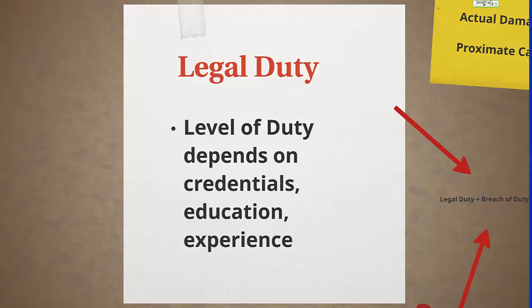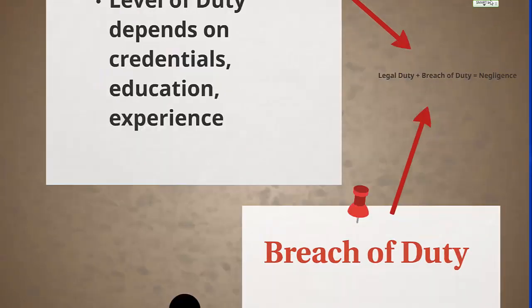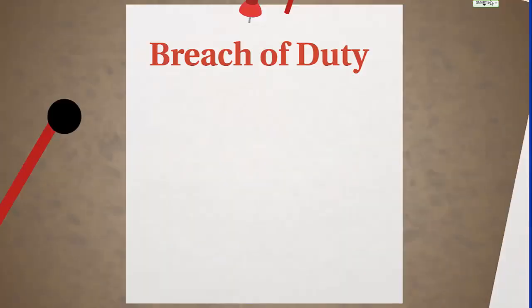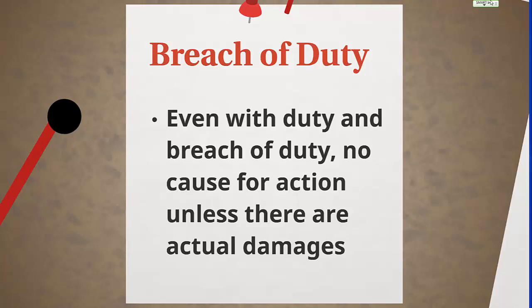And similarly, when you receive your college degree in whatever area you're studying, you now owe a higher level of duty in that area to others when giving advice. And if damage results from your advice, you could be held to a higher standard of duty than you were before you received that degree. A breach of duty is, of course, when you fail to meet the level of duty that you owe to others. But even with duty and breach of duty, there is no cause for action unless there are actual damages.